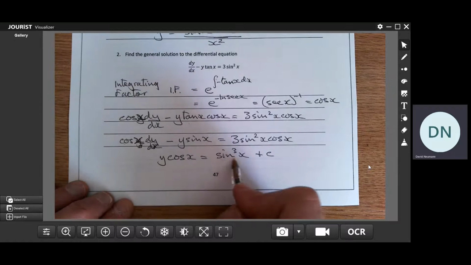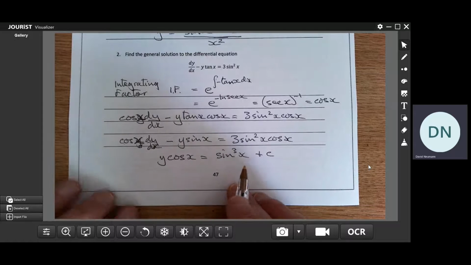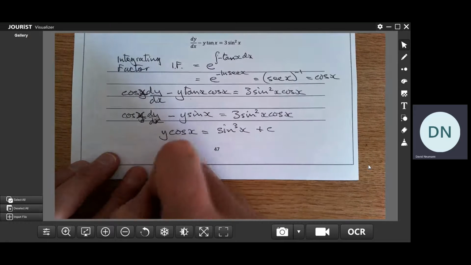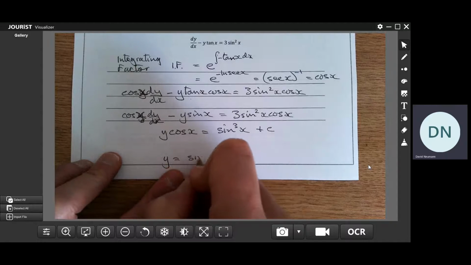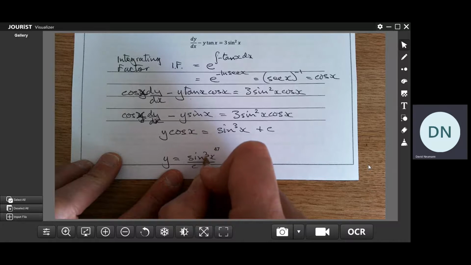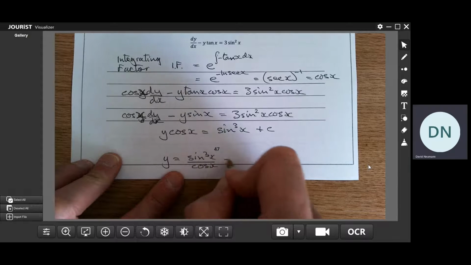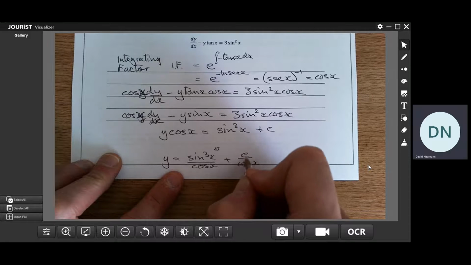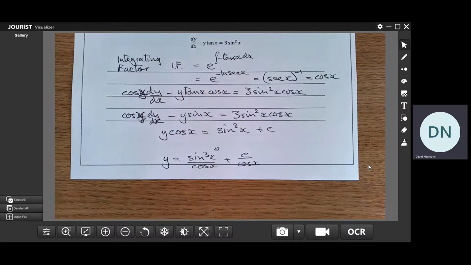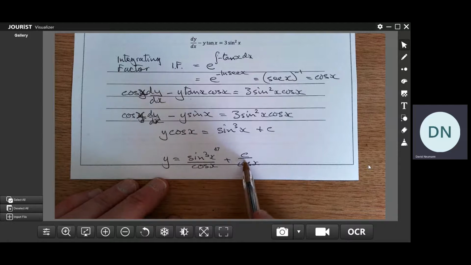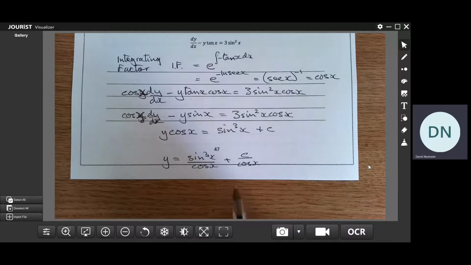So we've got y cos x equals sine cubed x plus c, and now we can rearrange that to finish up with y equals sine squared x over, sorry, sine cubed x over cos x, plus c over cos x, or something equivalent to that. We could write this first term as sine squared x times tan x. We could write this as c times sec x.